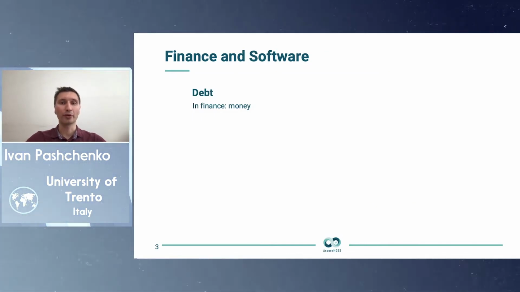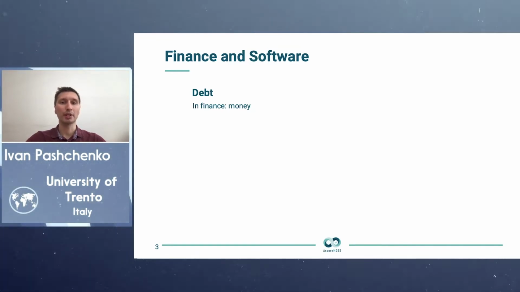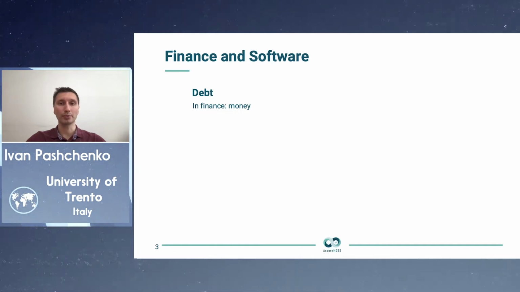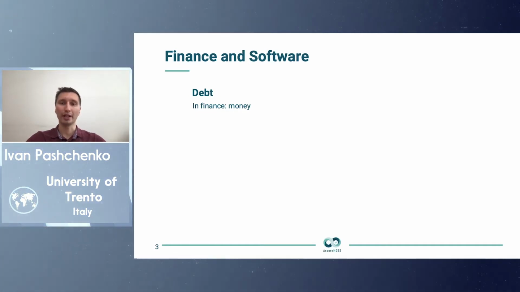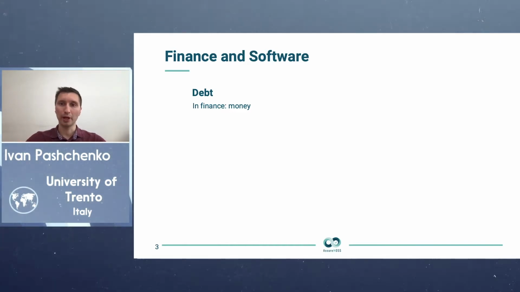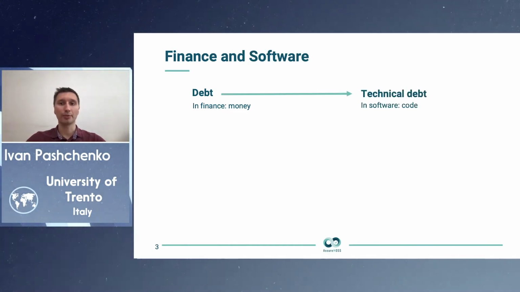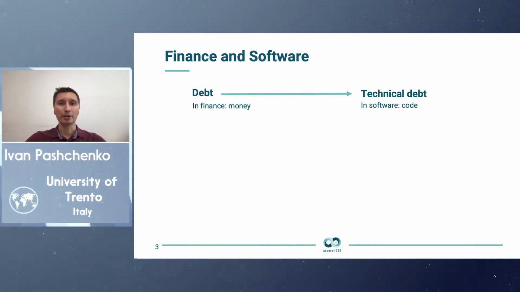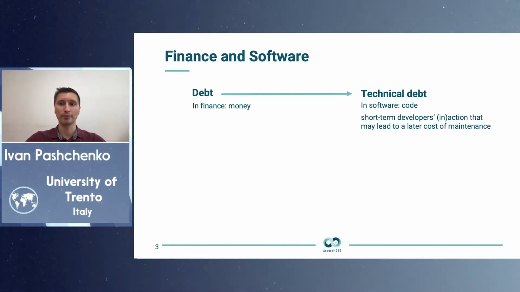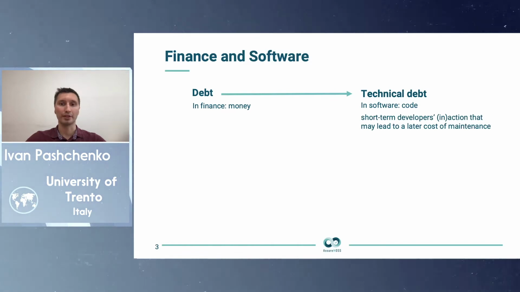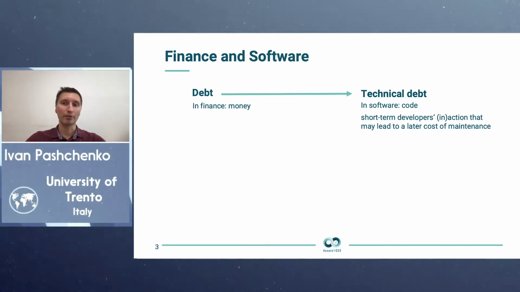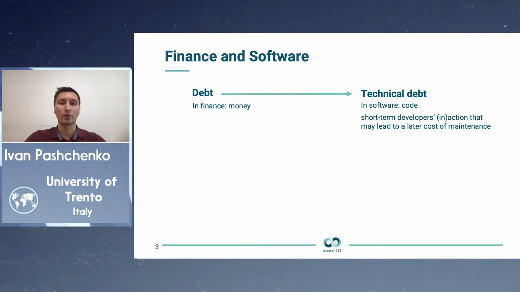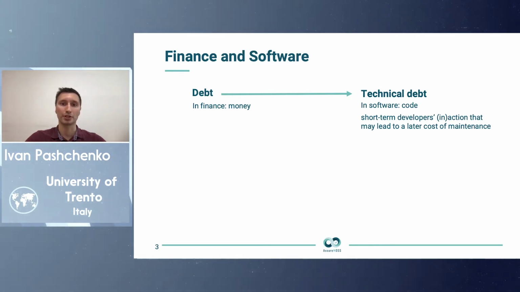For this, we refer to the concepts used in finance. In the past, finance concepts have already been applied to software, in particular, the concept of financial debt. In finance, people borrow money, while in software, people borrow code, the functionality already developed. For this, there was a term, technical debt. Technical debt refers to short-term developer actions that may lead to a later cost of maintenance. So, for example, the concept of technical debt can be applied when developers check Stack Overflow and reuse some fragments of code from the suggested answers in their software projects.